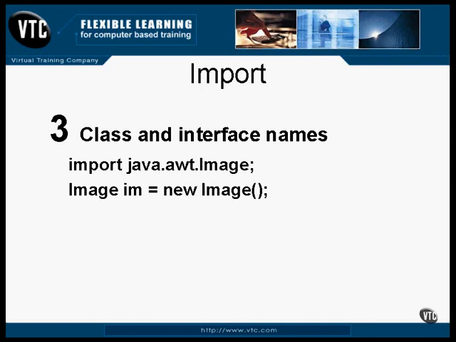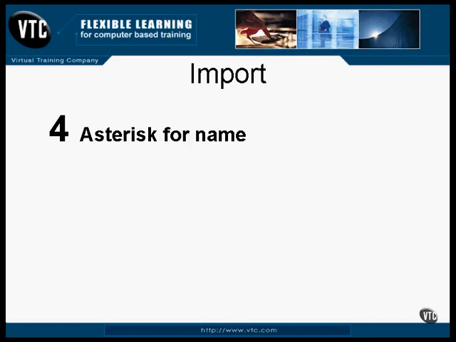used in your program. You can use an asterisk in place of the class or interface name and include all the classes and interfaces that are in the same directory. For example, this import statement can be used to resolve the name image, but it will also resolve rectangle, button, canvas, color, lots of others, 121 in all. You have to be sure that you don't have a name conflict. It's inconvenient when a name resolves to the wrong class.